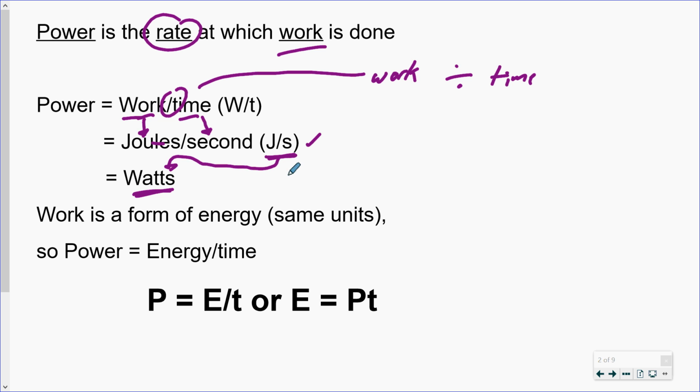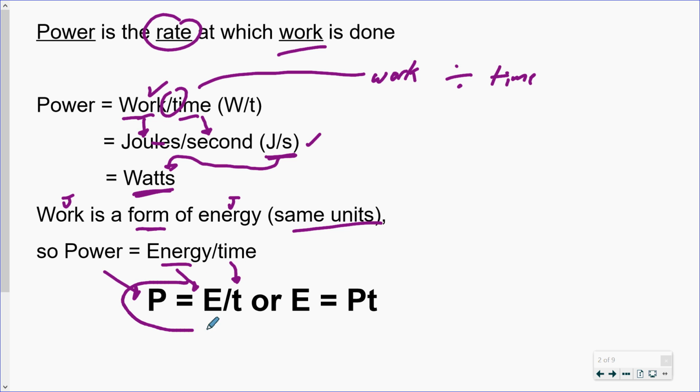So work is, of course, also a form of energy, which means that if the units for work are joules, the units for energy are joules as well. They do have the same. So power, up here, we have that it's equal to work divided by time. Then we can also say that power is also energy divided by time. And all of this is really just going to deriving the equation and understanding the equation that's in your data booklet. So rewriting that, power is equal to energy divided by time.